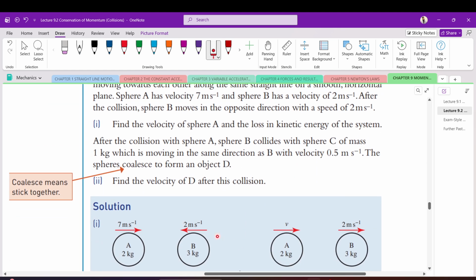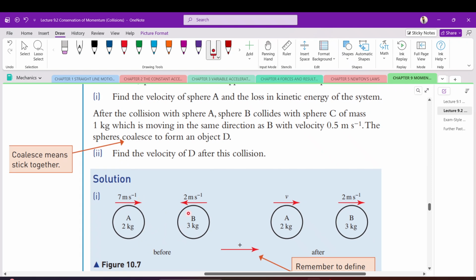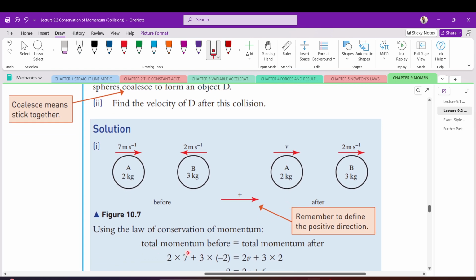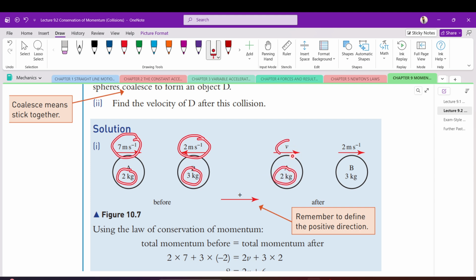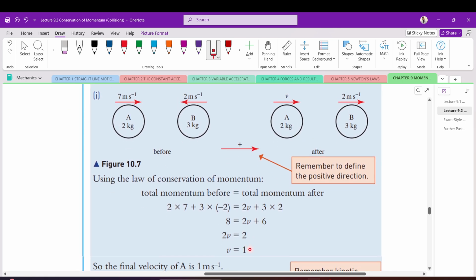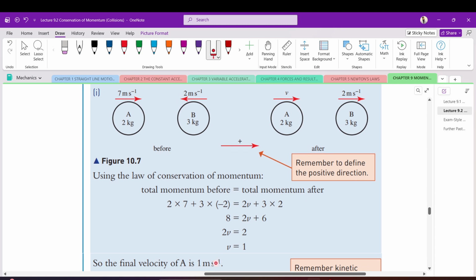So this is the situation before collision, and this is the situation after collision. Here we can carry out the same concept: total momentum before equals total momentum after. You have 2 times 7 plus 3 times minus 2 equals 2 times v plus 3 times 2. When you simplify, your velocity will be 1, and since it is positive, that means it is to the right-hand side. So the final velocity of A is 1 meter per second.